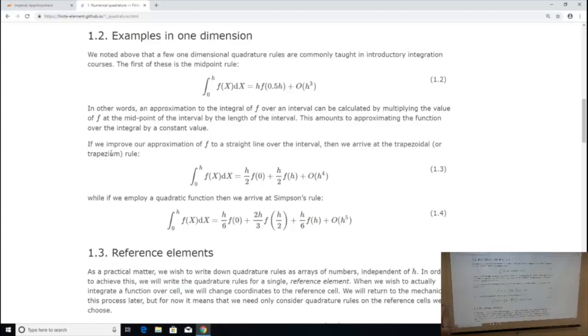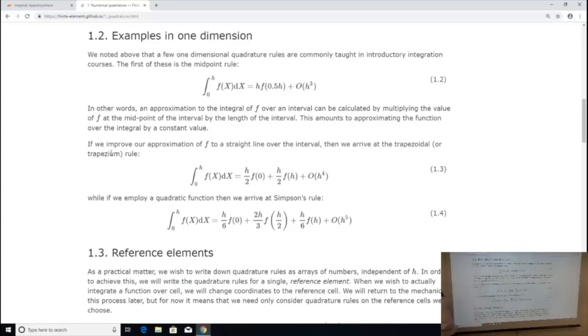So the reference element might be a unit interval, or for a triangle, it's very common to use a right-angled triangle with two sides of length 1. That's a very simple reference triangle. And we're going to work out how to integrate on that triangle. And then every time we want to do an actual integral that's somewhere off on a different triangle, we'll change coordinates so that we're on this triangle, and now we know how to do the integration.